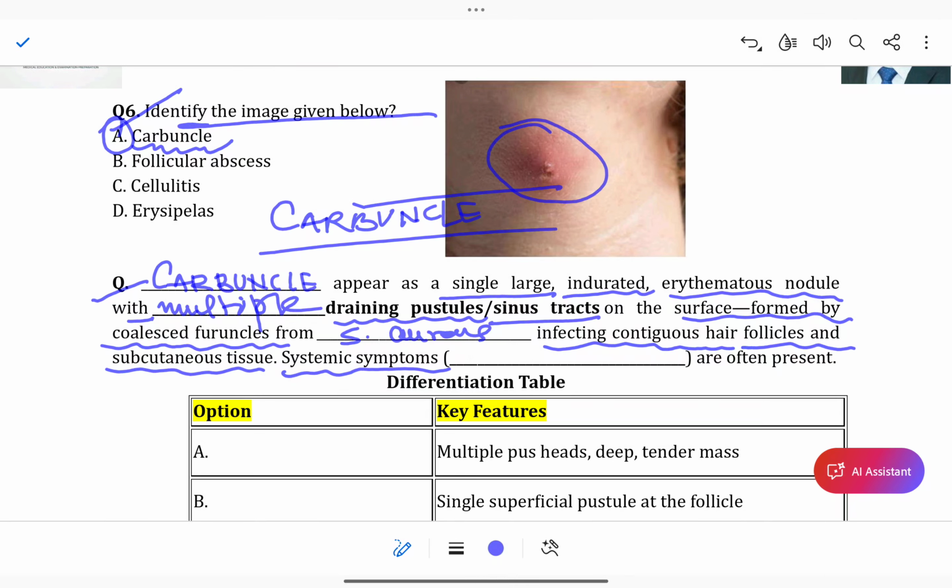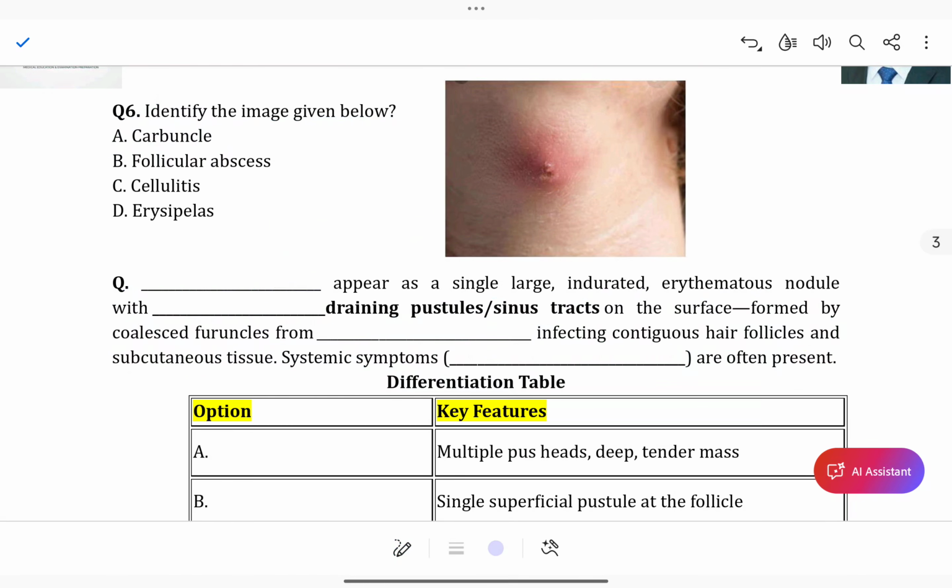What are the systemic symptoms? Systemic symptoms of this person? He will have fever, F-E-V-E-R. He will have fever and malaise. He will feel tired or like this. Okay. Malaise also. This is a table.